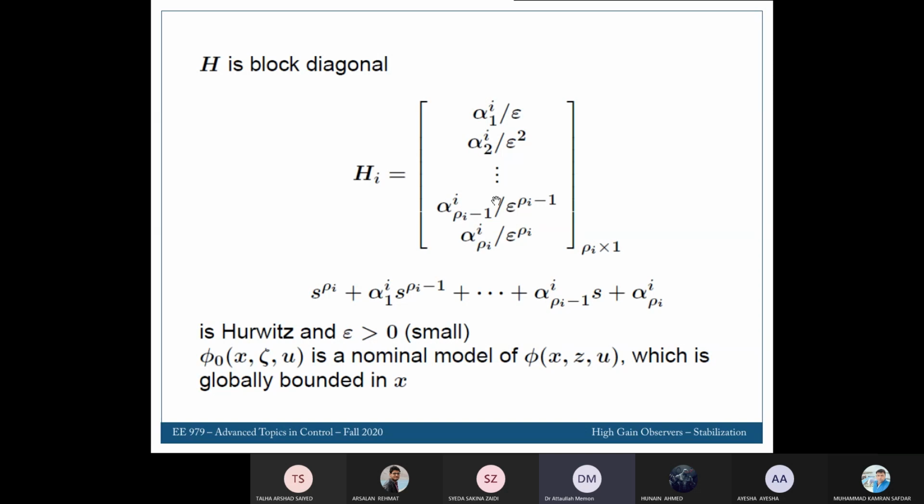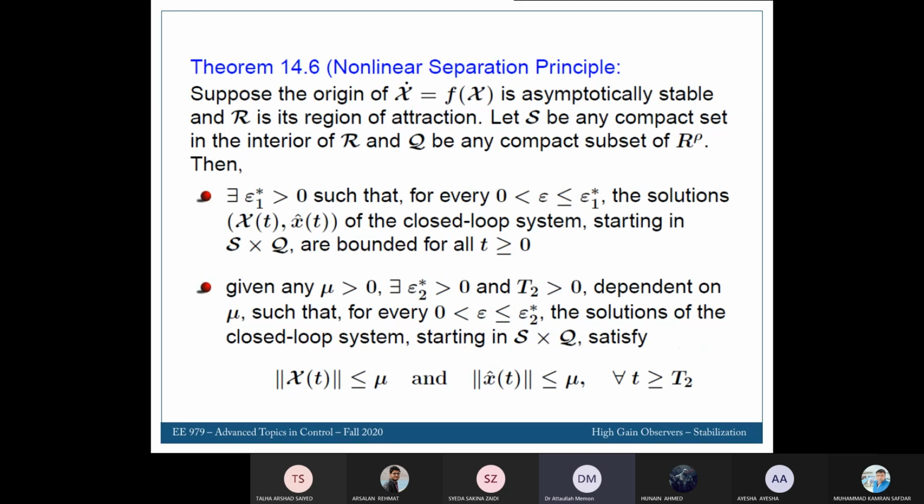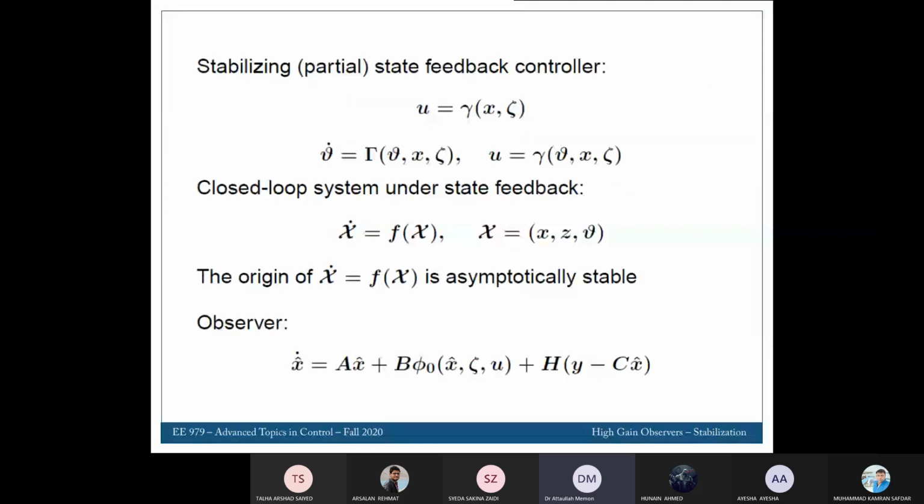So we'll have those, and these gains will satisfy this polynomial. I'm showing these equations, which are actually discussed in section 14.5 of the book.